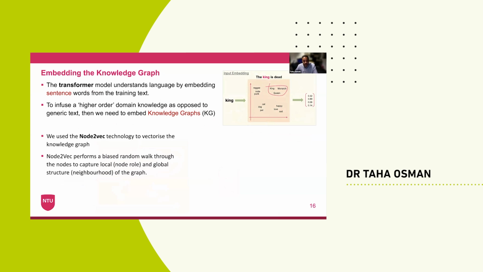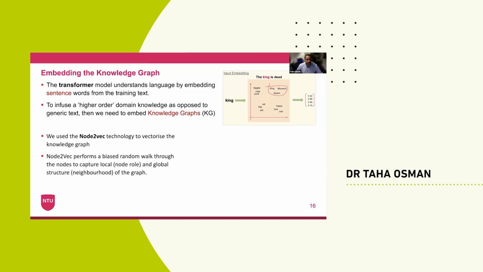Now, embedding the knowledge graph can be problematic because obviously we are not dealing with flat sentences. We are dealing with vectors. We are dealing with a connected graph. In order to overcome this particular challenge, we modify the node-to-vector technology in order to vectorize the knowledge graph, to flatten, if you like, the knowledge graph and transform it into the embeddings that would be expected by the transformer technology.